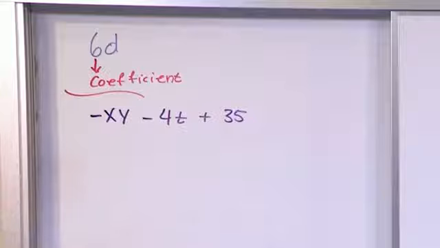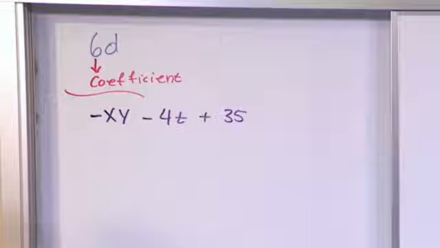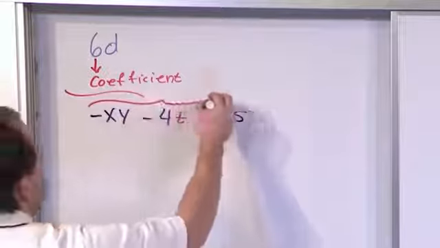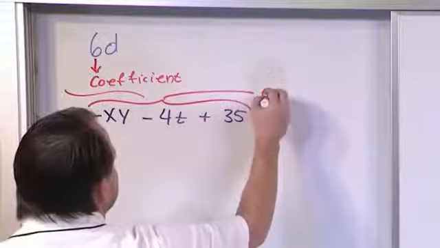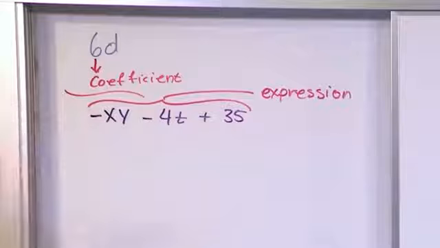This whole thing is called an expression. The whole thing is called an expression, right? So let me write that down just to kind of show you. It's an algebraic expression. So here we go. This is an expression. In other words, an expression is like the whole enchilada.